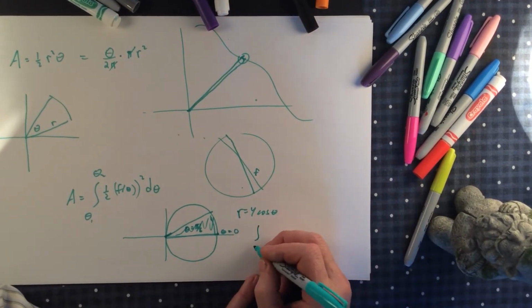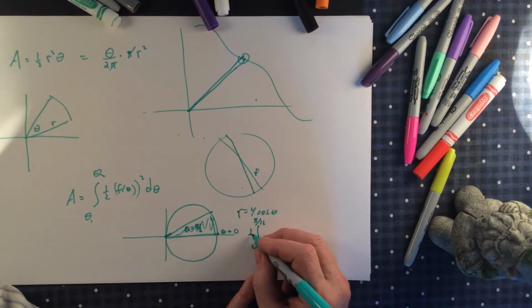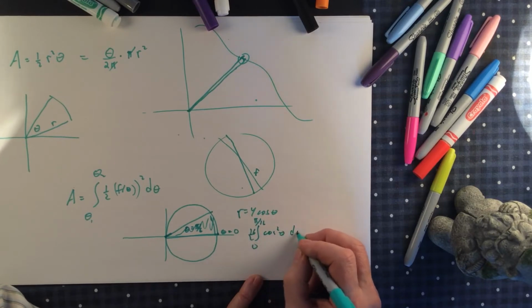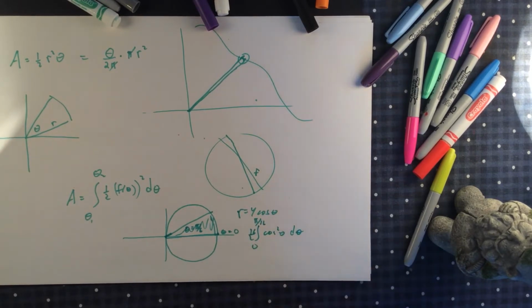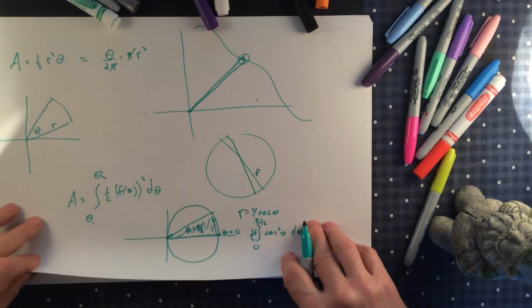Well, the integral then is from 0 to pi sixths of 1/2 times 16 cosine squared theta d theta. And this is one of those nasty integrals that you have to calculate out and evaluate, but you can find this area. These applications are fairly straightforward.